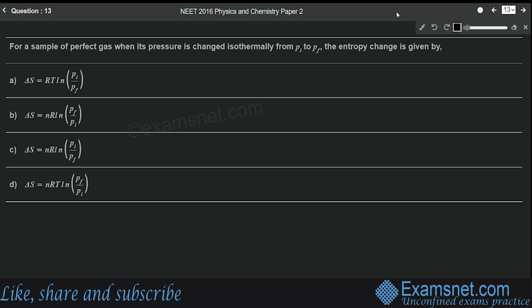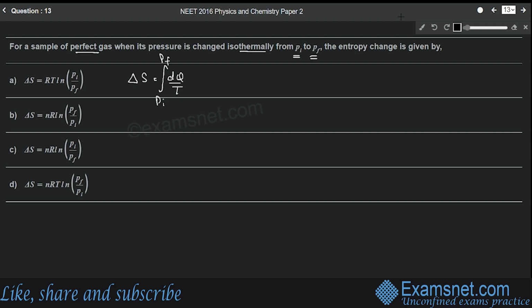Question number 13 is from the chapter Thermodynamics, and the question is for a sample of a perfect gas, when its pressure is changed isothermally from Pi to Pf, the entropy change is given by. Okay, so entropy change delta S is equal to dq by T, right? Where Q is the change in heat and T is temperature. Now we have to take integration because the value should be between initial pressure and final pressure.